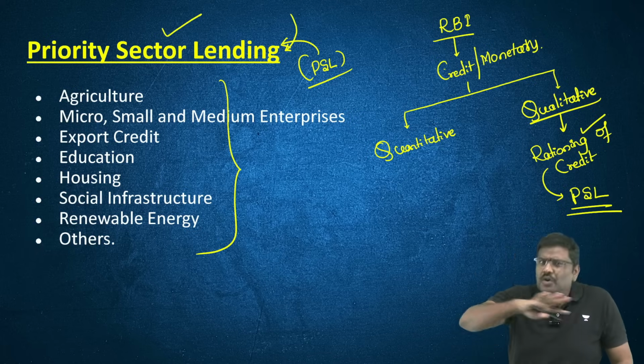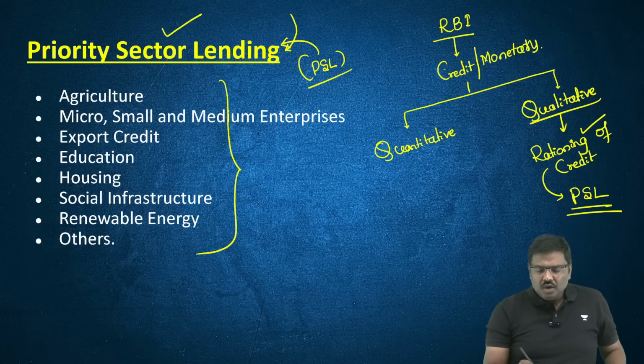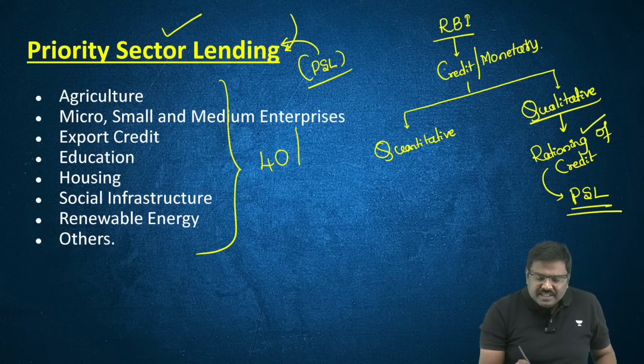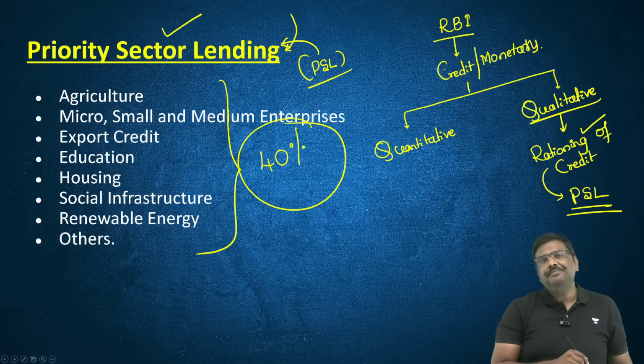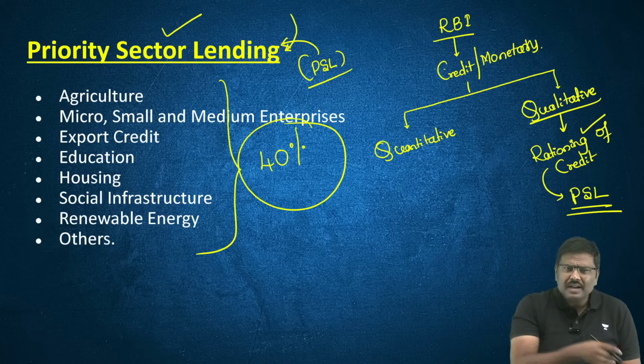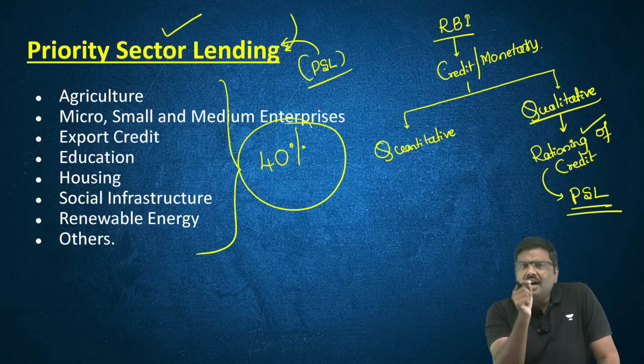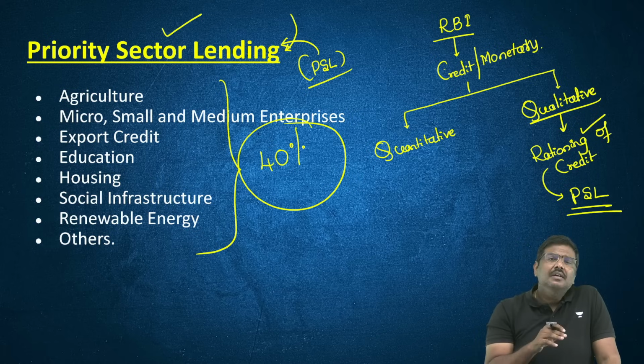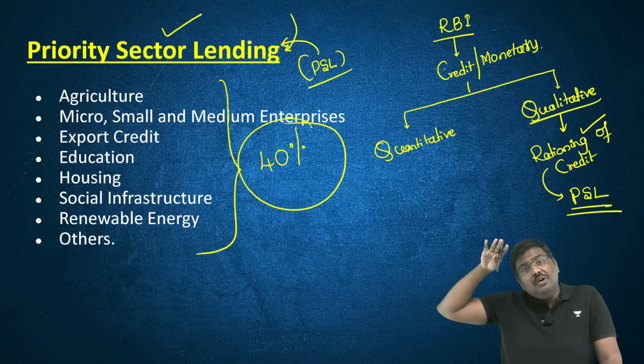Is it the same for all the banks? Please understand, although the books will say PSL target is 40%, whether you are a foreign bank or a domestic bank, PSL target is 40%. Yes, but is it the same 40% for all the banks?